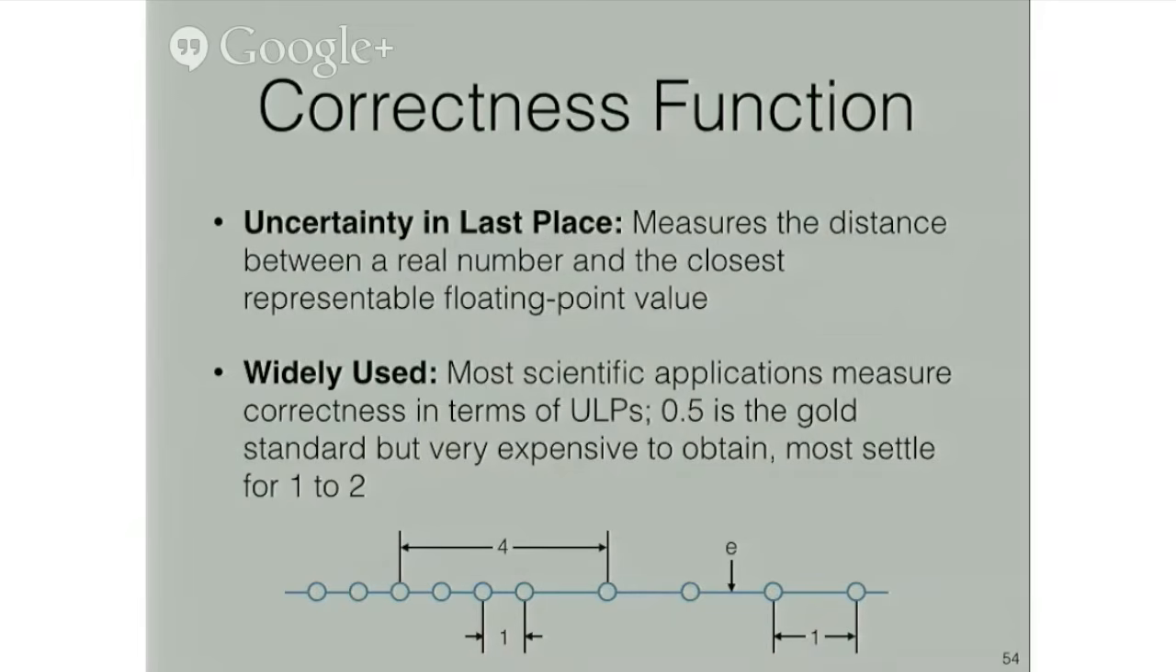Turns out this is widely used as a measure of error in the scientific simulation community as a definition of what it means for a floating point result to be correct. Half a ULP is considered to be a gold standard because it's as close to mathematically precise as a representation will allow you to be. But that's, in practice, very difficult to obtain, and most applications settle for 1 or 2. And they often won't agree on which inputs those 1 or 2 are with respect to.